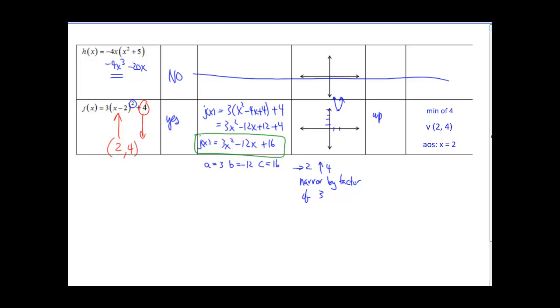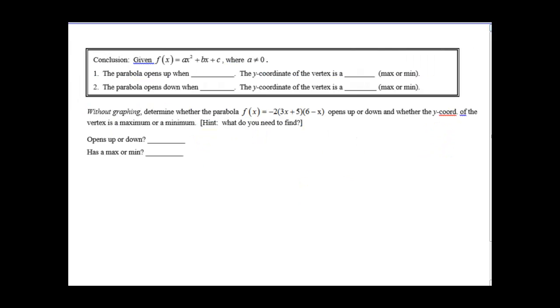Okay. We also know that it's a minimum, and the minimum is the y value that's on that vertex, 4. And then we also know that the axis of symmetry is x equals, and it's x equals where the x is the vertex. So we got x equals 2. Moving on.